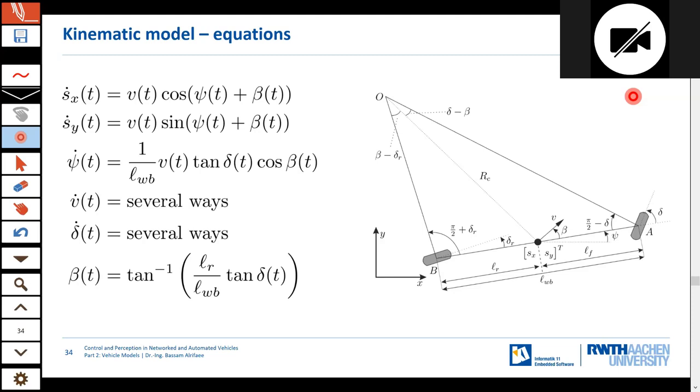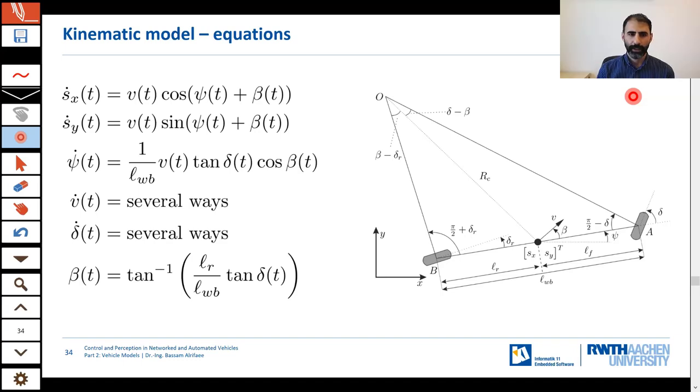Can you hear me? Yeah, please. Yeah, we still need to know the center of gravity, and then we can compute the forces on the wheels if we know the turning radius and the speed and the mass of the vehicle. So I'm not speaking here about forces, I'm just speaking about the parameters of the kinematic model.